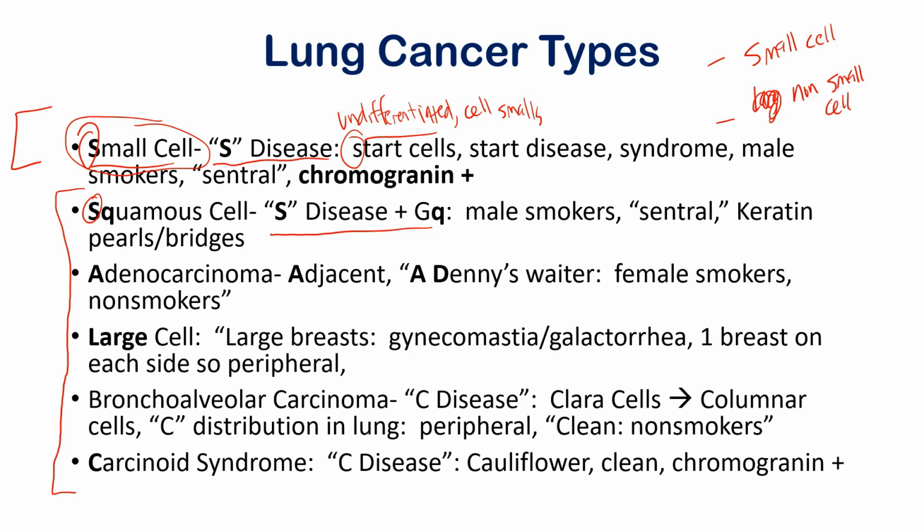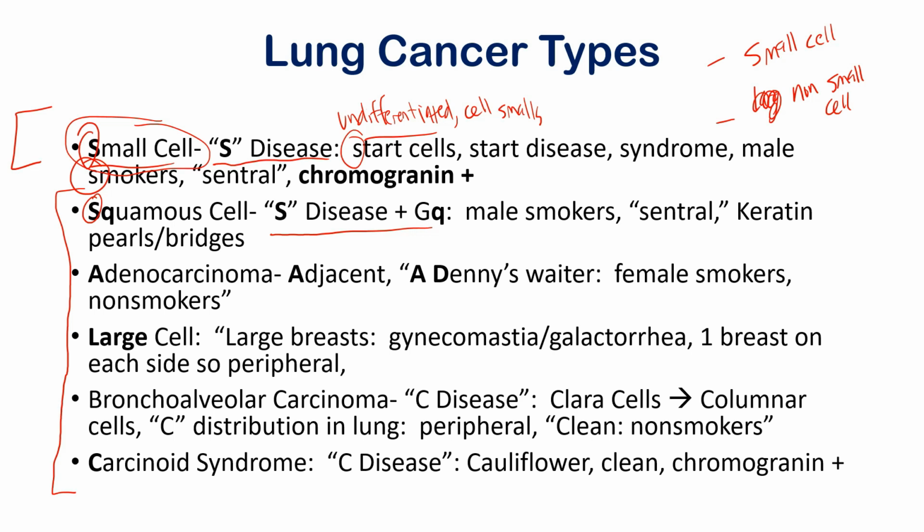Then we move on to some of the associated things. So I'm going to skip forward over here to where it says male smokers. The S disease goes along with the fact that this disease is associated highly with people who smoke, specifically males who smoke. So now what about the location of this cancer?